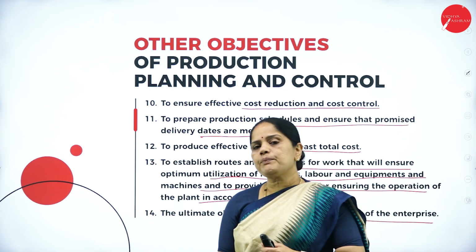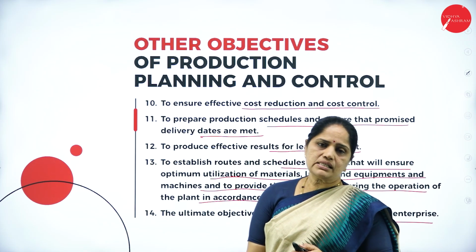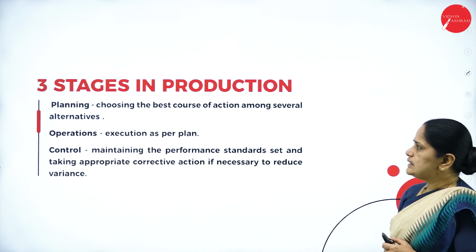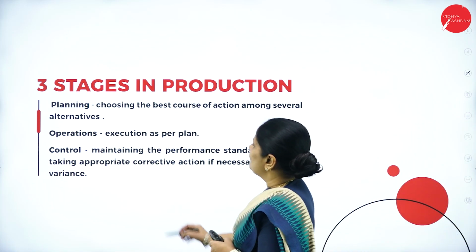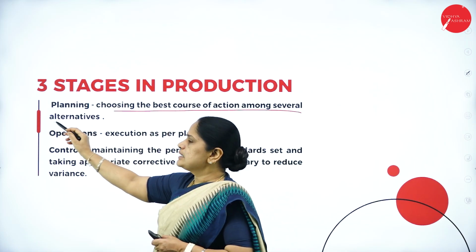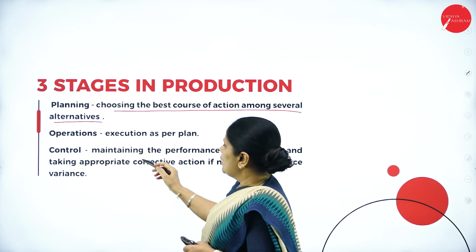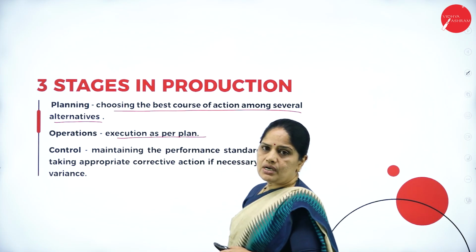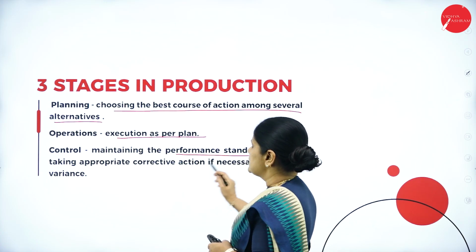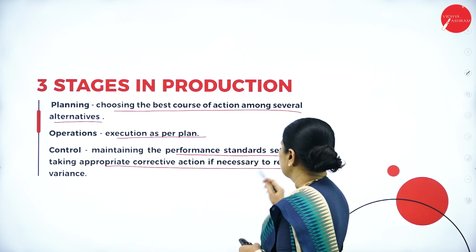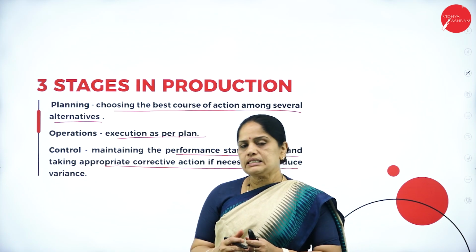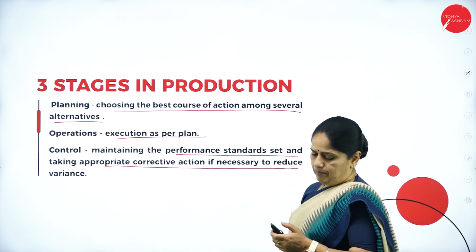So only with the help of the production house, the organization will be able to earn the revenue for the company. Then the three stages in production. First one is the planning stage, choosing the best course of action among the various alternatives. In the operations, we have execution as per the plan, and in the control, maintaining the performance standards set and taking appropriate corrective action if necessary. So, if there is any variance, try to see that we can conform to the plans.